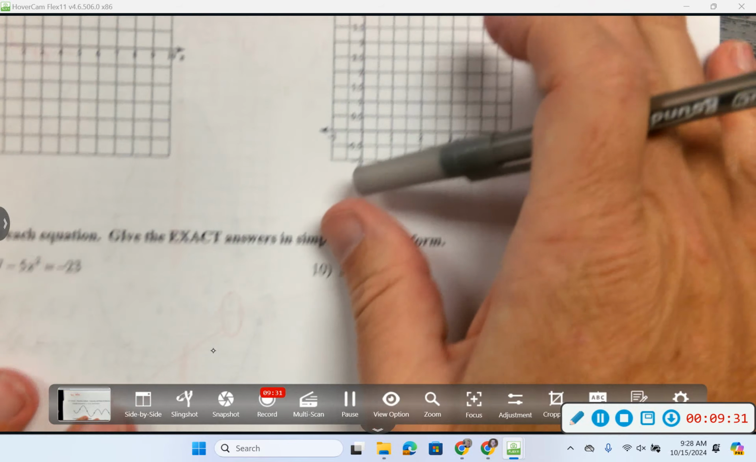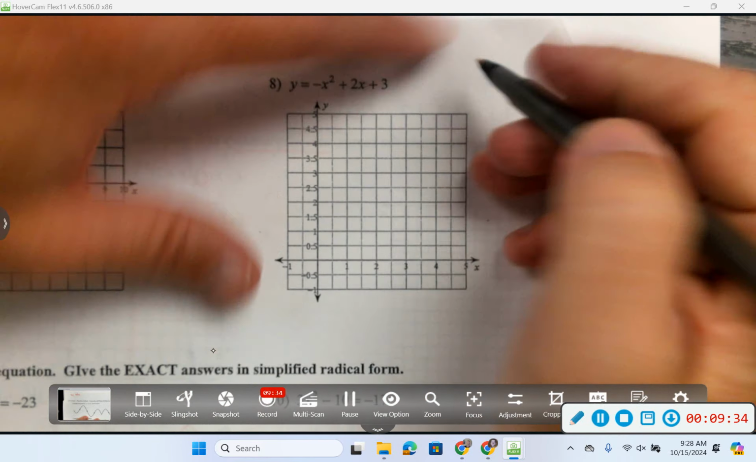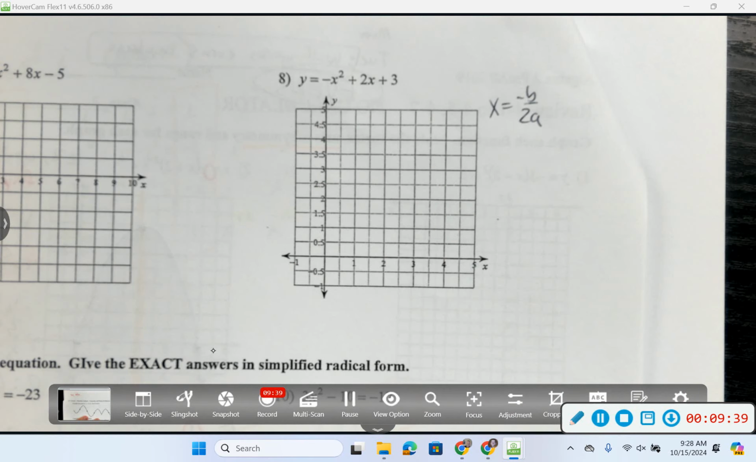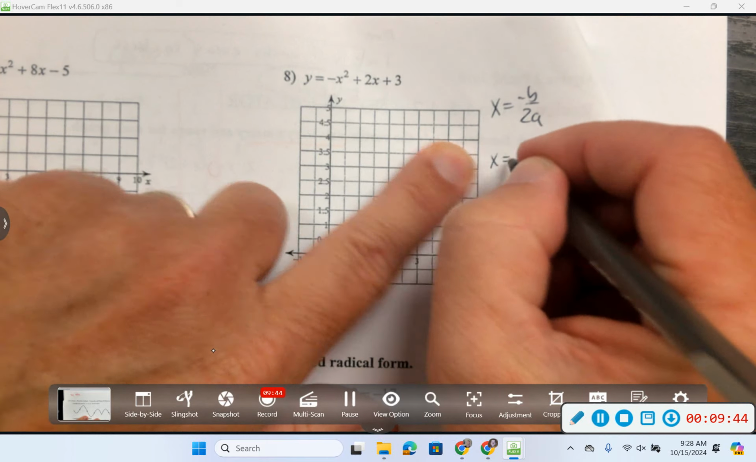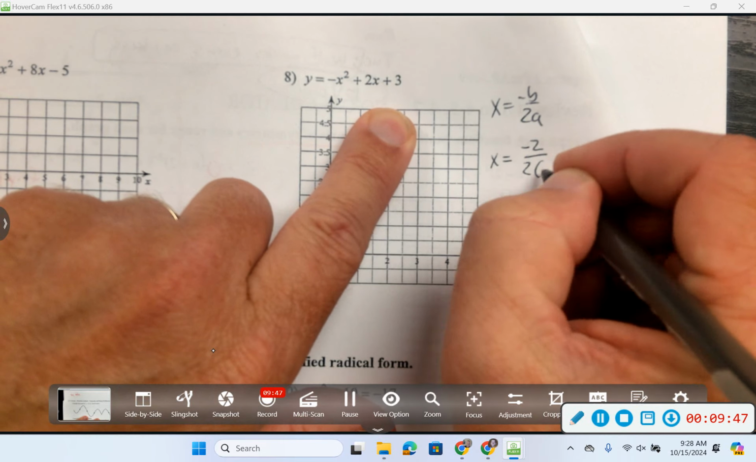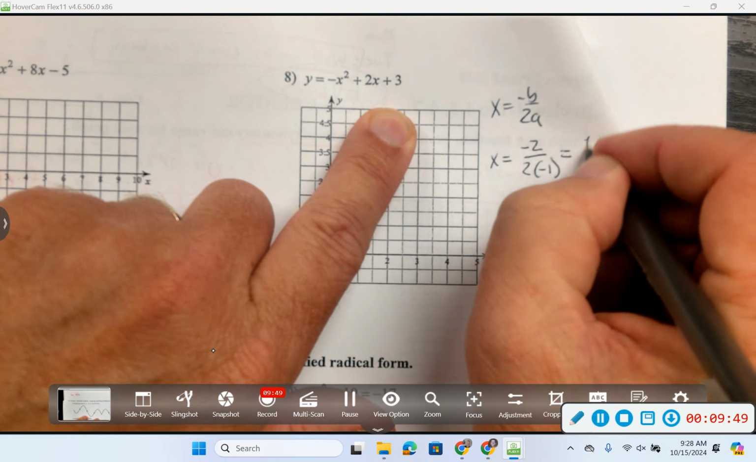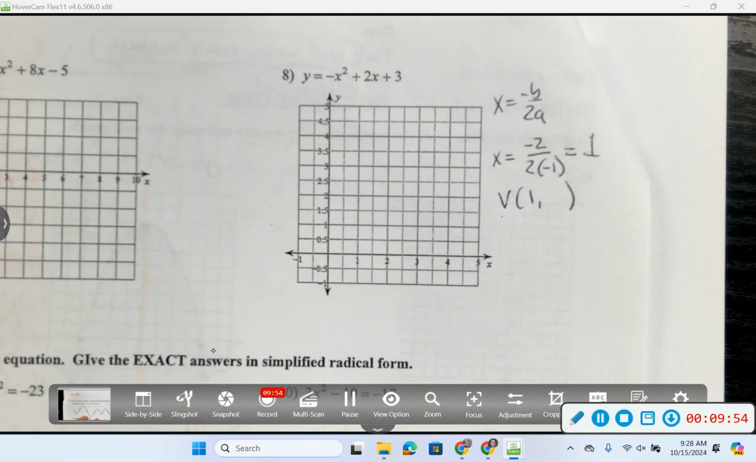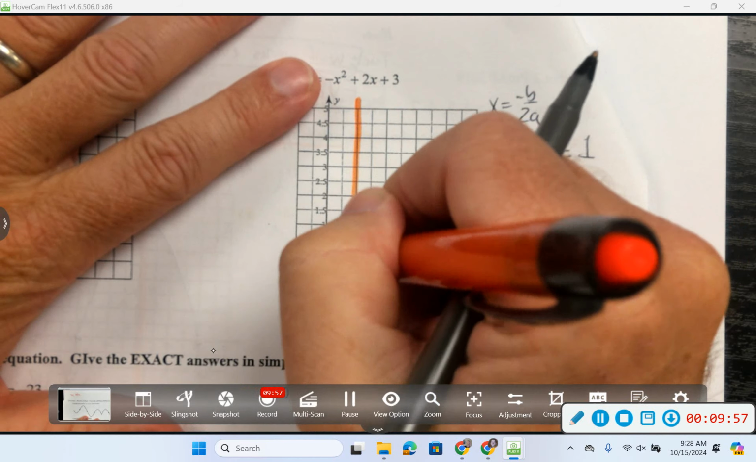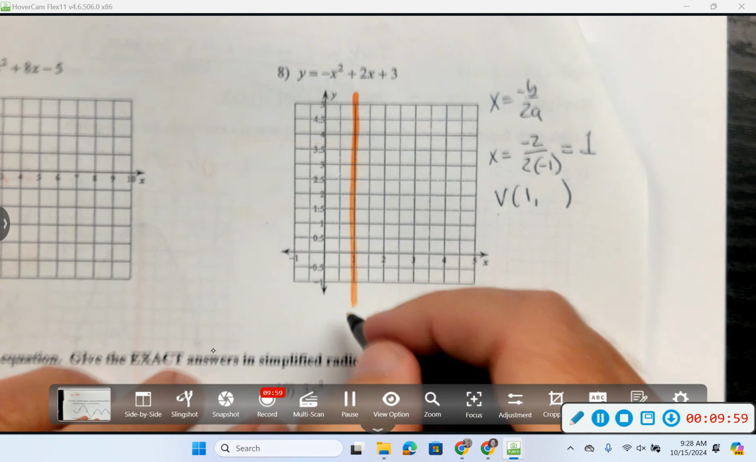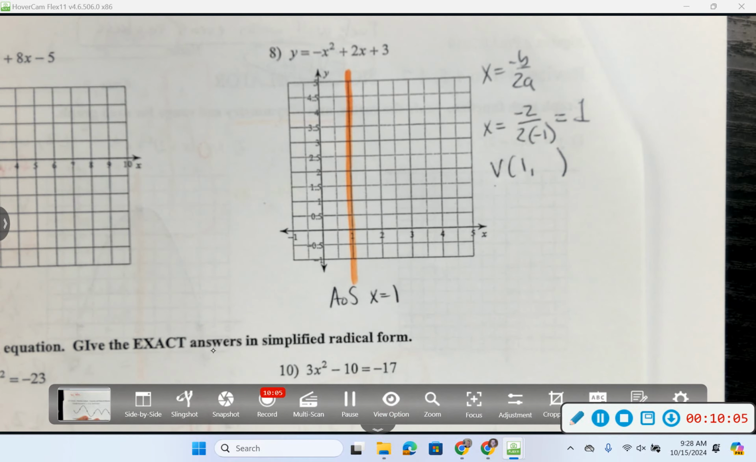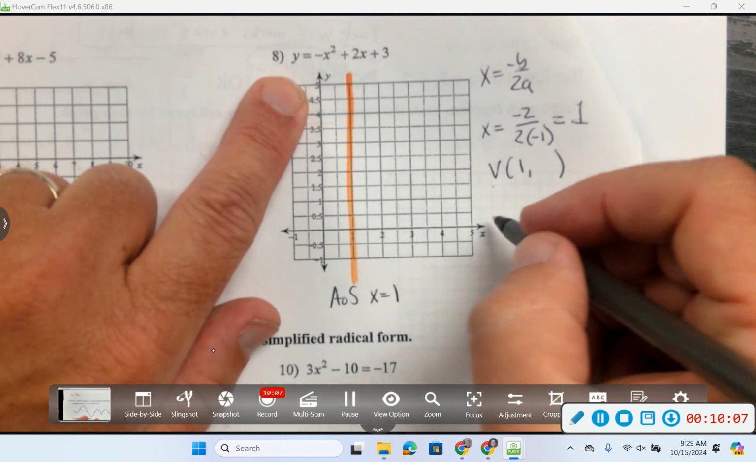Number 8, all the same things. Negative b over 2a. That's the big thing. Once you get started with that, the rest you can figure out. But you've got to remember that formula to get started. So negative 2 over 2 times negative 1 would be 1. So my vertex is at 1 comma something, which means my axis of symmetry is x equals 1. So let's plug in 1.